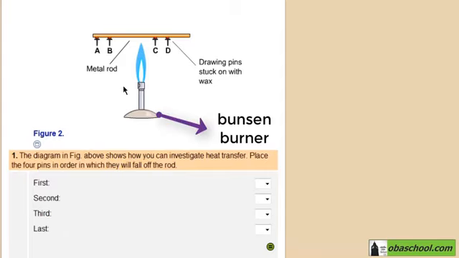So in this experiment we have the Bunsen burner, a metal rod, and 4 pins A, B, C, and D stuck on this rod with wax. However, they are placed at different places on this rod. You're going to order them in which they will fall off the rod. What's your answer?